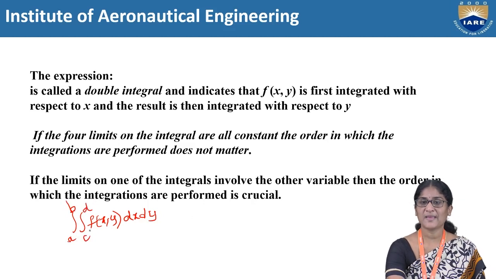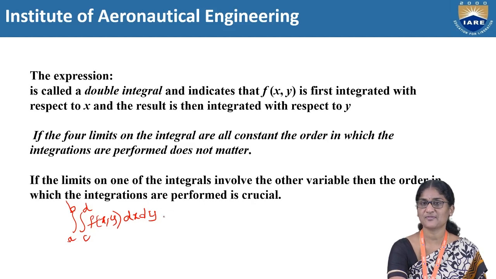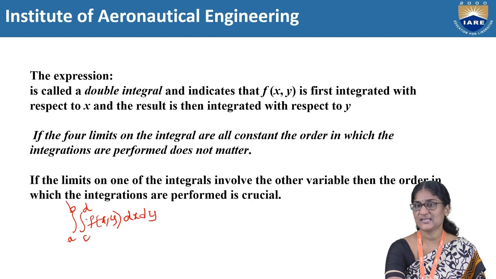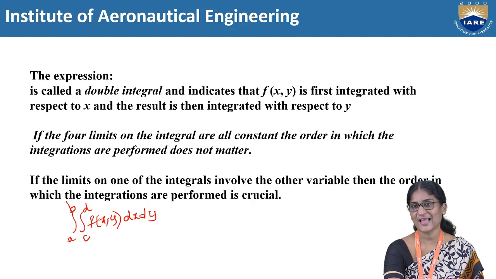Based on the type of the limits a, b, c, d, there are three different cases in double integrals. In the first case, a, b, c, d are all constants. In the second case, we'll take c and d as variable limits and a and b as constant limits. In the third case, we don't have any integral limits given in the question. Only the region of integration is given.